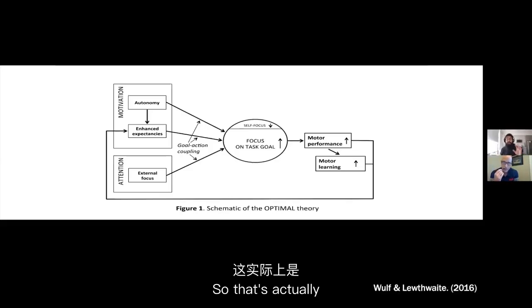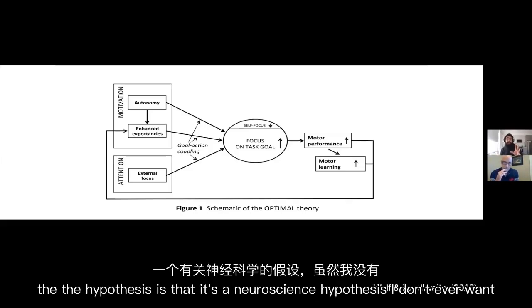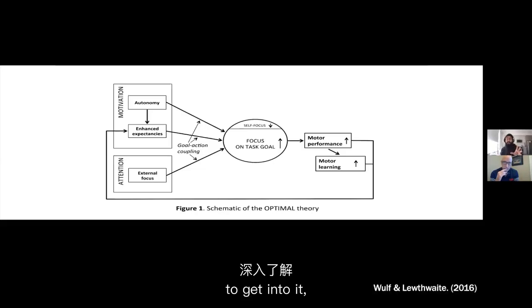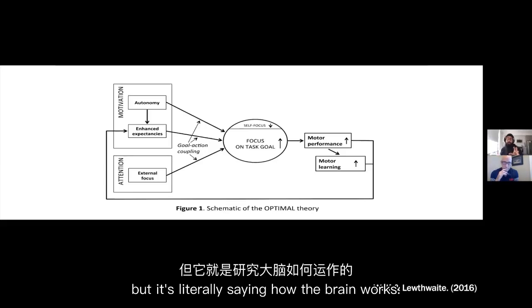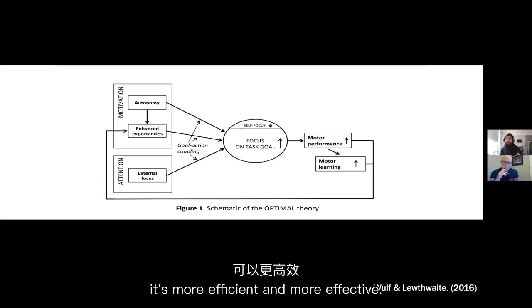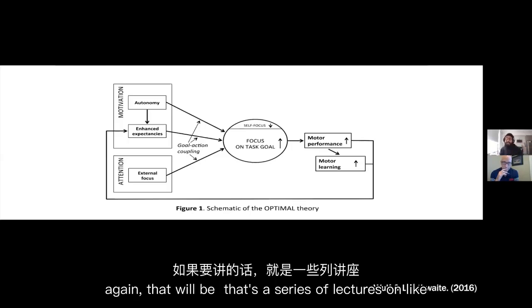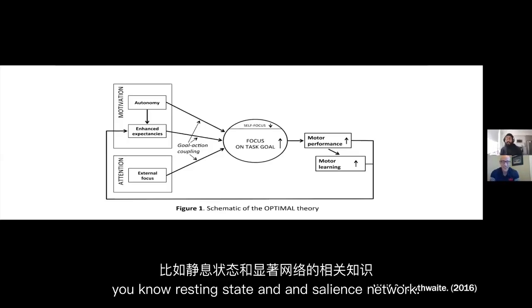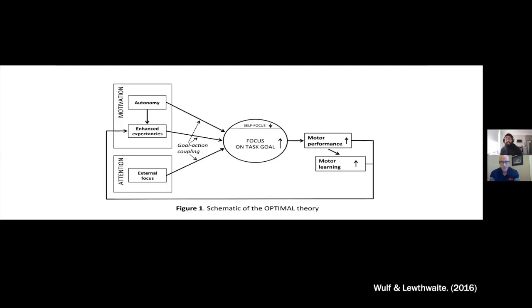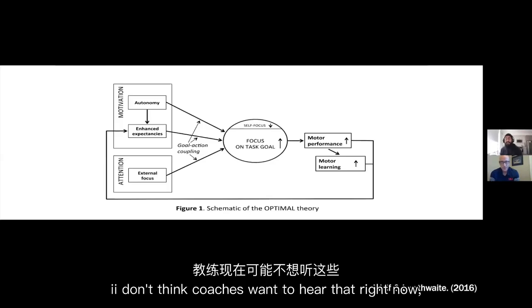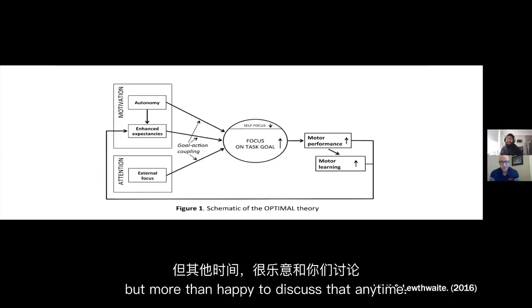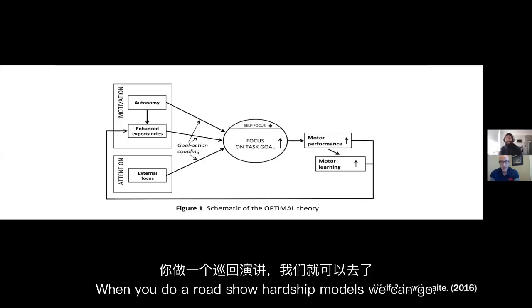And so that's actually the hypothesis, that it's a neuroscience hypothesis. I don't know if I want to get into it, but it's literally saying how the brain works. In that sense, it's more efficient and more effective. There's a bunch of literature on that, and again, that's a series of lectures on resting state and salience network. I don't think coaches want to hear that right now, but I'm more than happy to discuss that anytime. Right, we can do a roadshow.